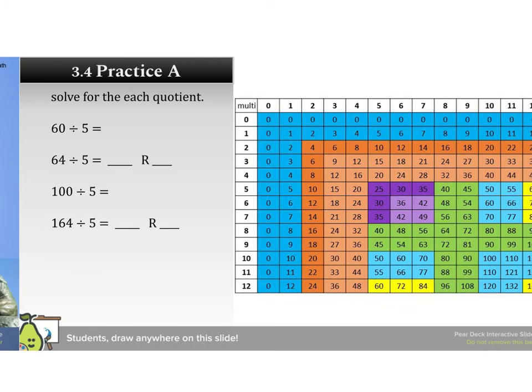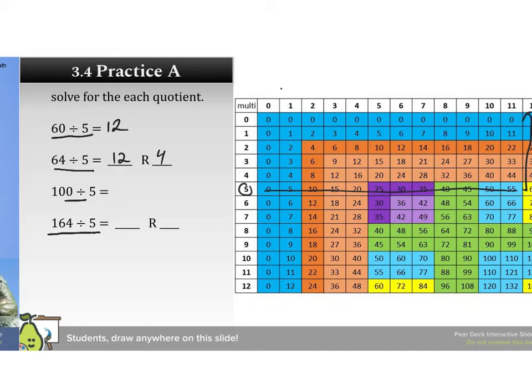Our practice questions. So we are building these questions up bit by bit. The goal is to be able to do 164 divided by 5. You can use the chart if you need, but we're going to say 60 divided by 5 would be 12, and you can check that on here. 60 divided by 5 is 12. So 64 divided by 5 would be 12, remainder 4.